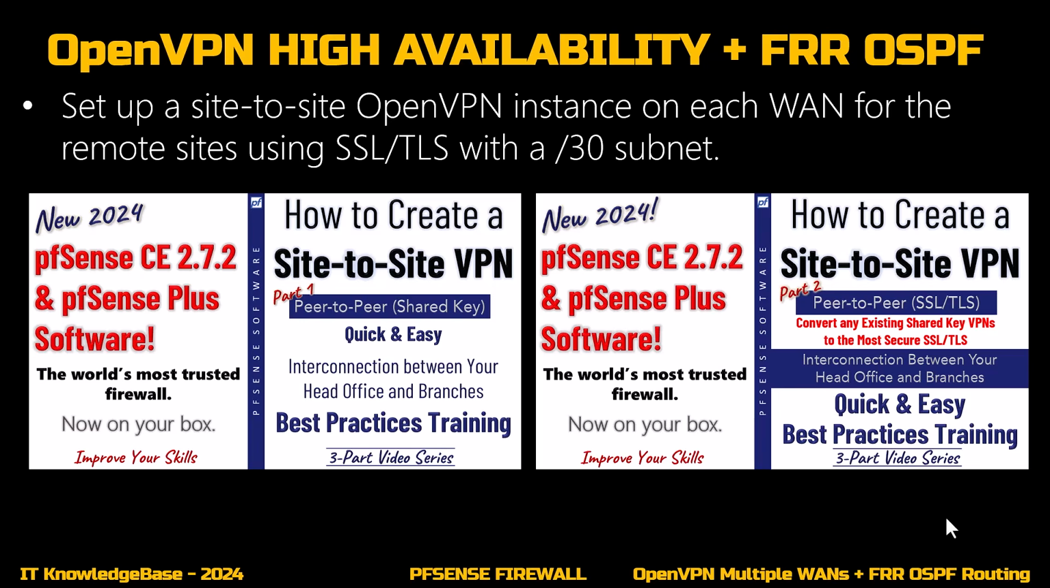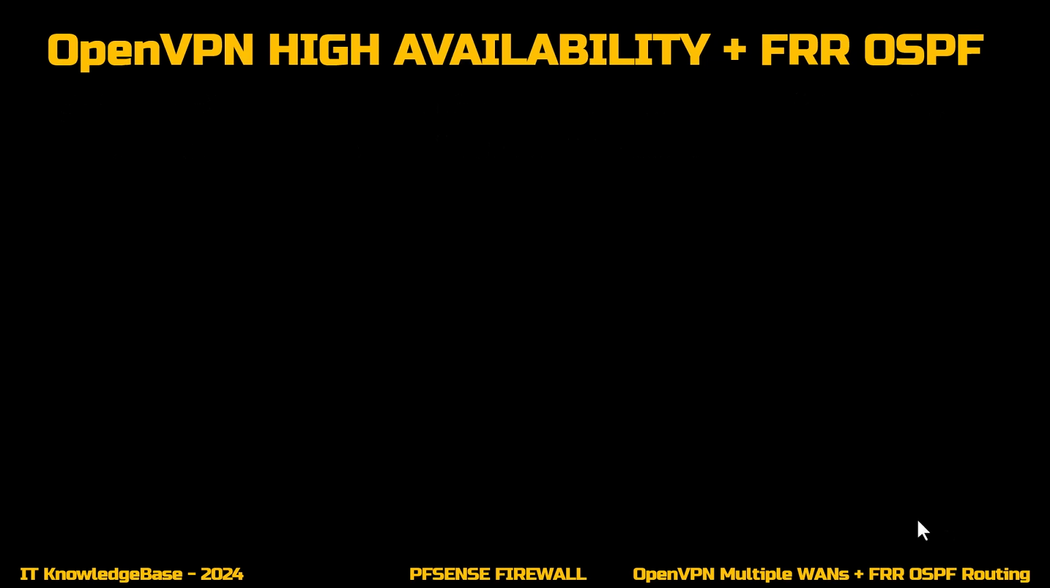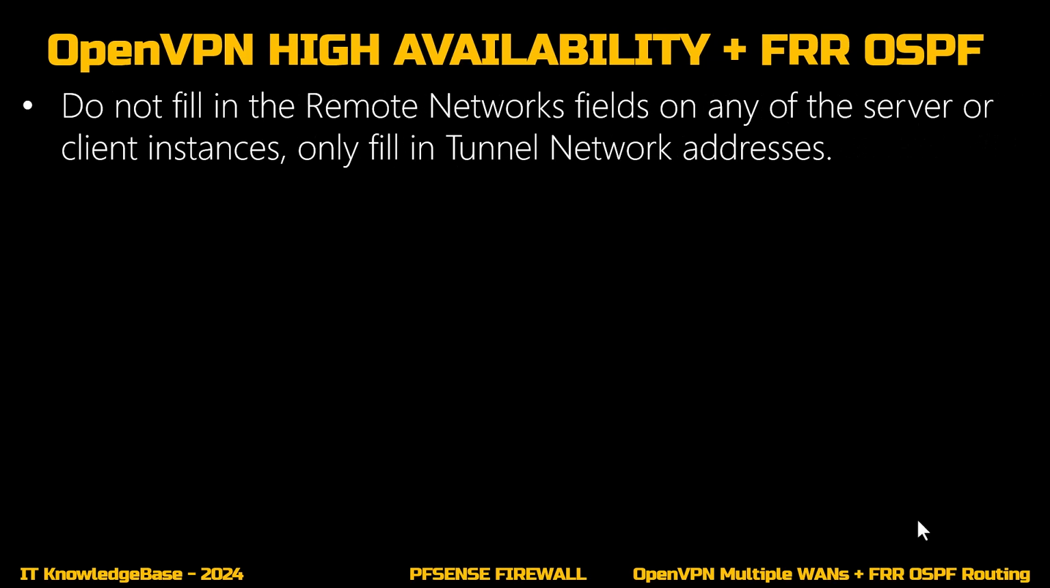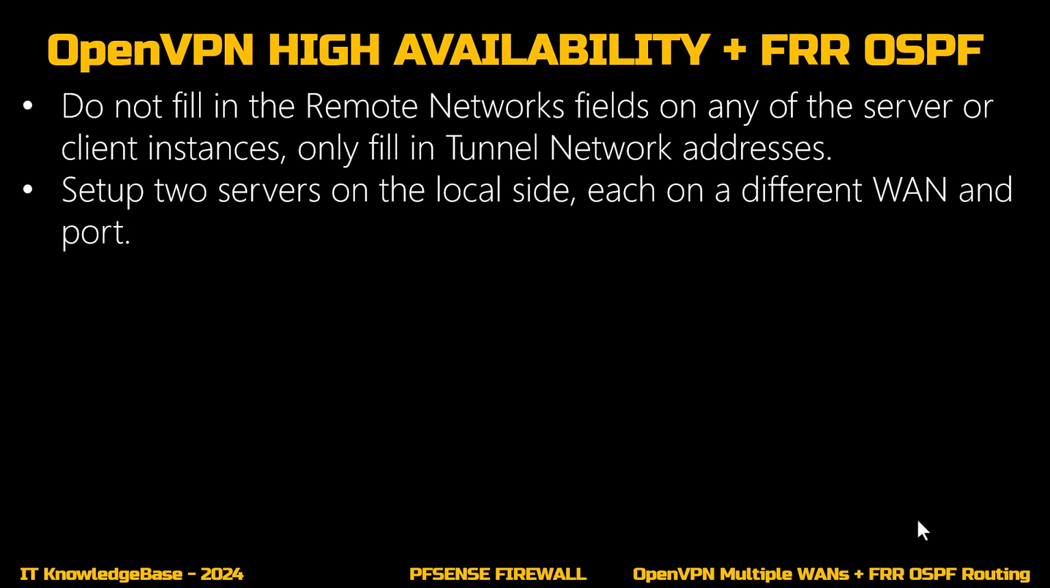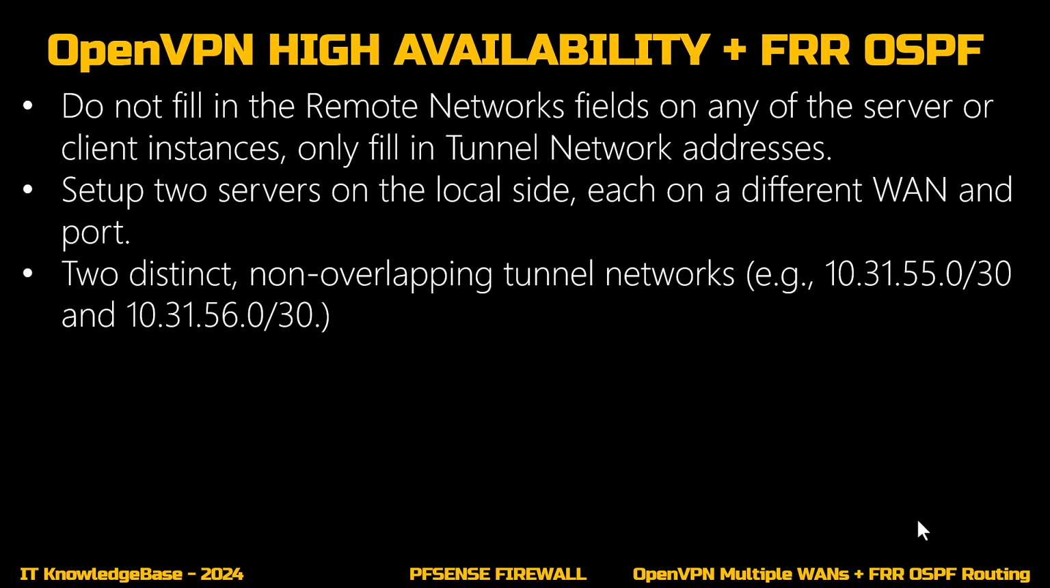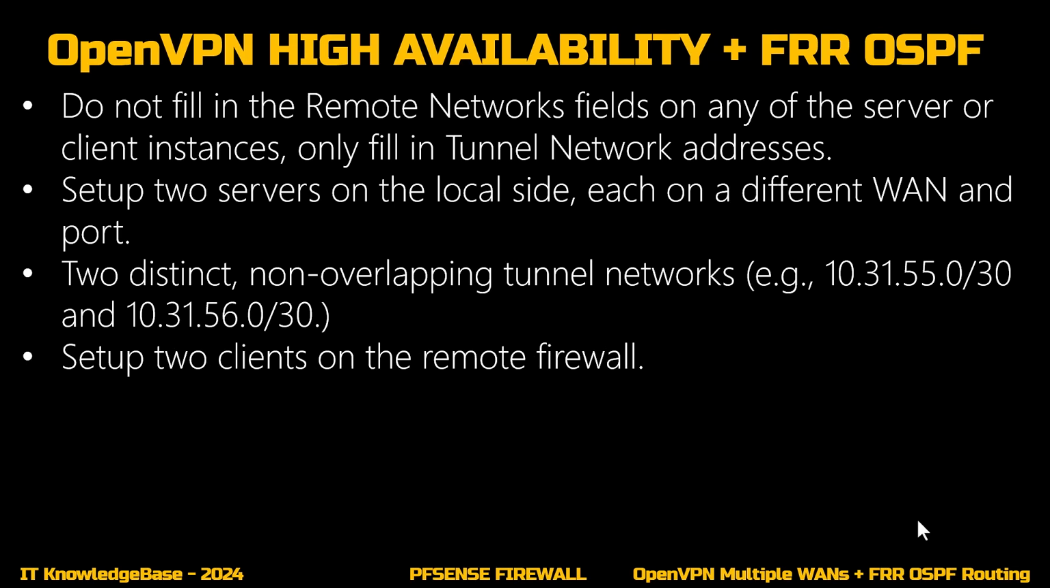In this video, I assume that we have already set up OpenVPN in peer-to-peer SSL/TLS mode. Now let's talk about some clear points for multiple WAN for high availability with OSPF. Do not fill in the remote networks field on any of the server or client instances, only fill in the tunnel network addresses. Set up two servers on the local side, each on a different WAN and port. Use two distinct non-overlapping tunnel networks, for example 10.31.50.0/30 and 10.31.56.0/30. Set up two clients on the remote firewall for testing the connectivity.